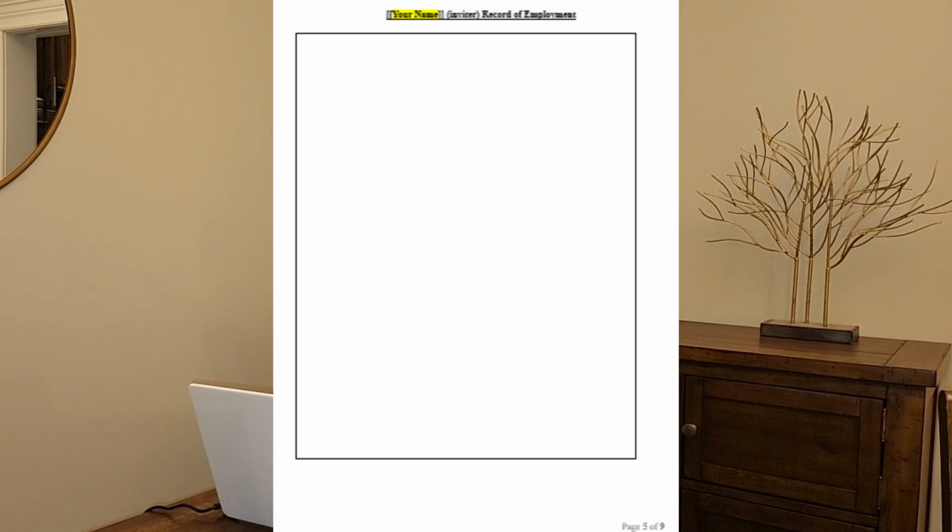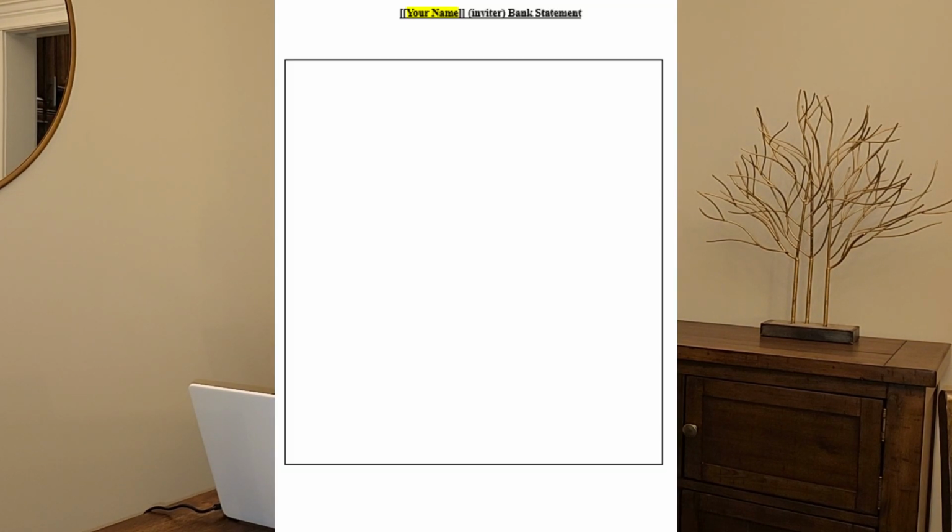You have to attach your record of employment here, which would be a letter from your employer stating how long you have been working there and what your salary is. Then you should attach your bank statement as well, as proof that if you have stated in your application that you will be financially supporting your parents' visit here, your bank statement should show that you are able to support them during their stay. And if you have a co-inviter, you should attach their bank statements as well.